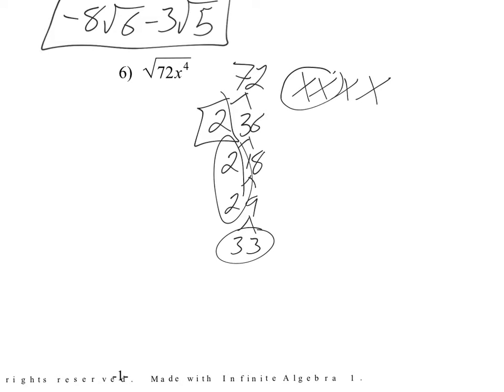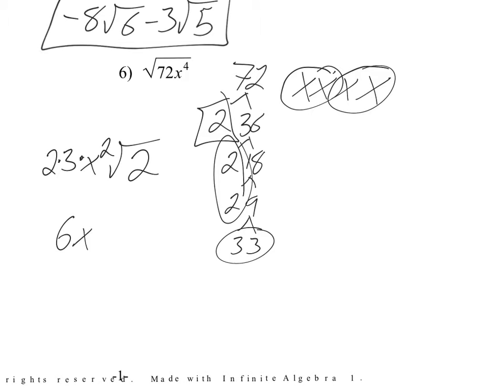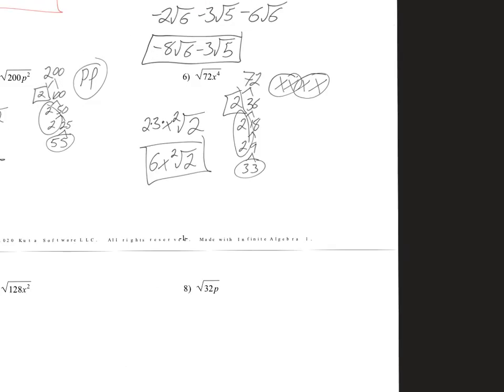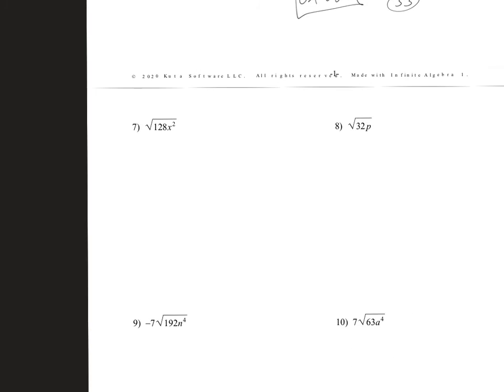I'm going to put circles around all my pairs. So everything in circles, I have 2 times 3 times x. How many circles do I have around my x's? 2. So x squared, radical, what's in the box? 2. 2 times 3 is 6. I have 6x squared, radical 2. That is my final answer.